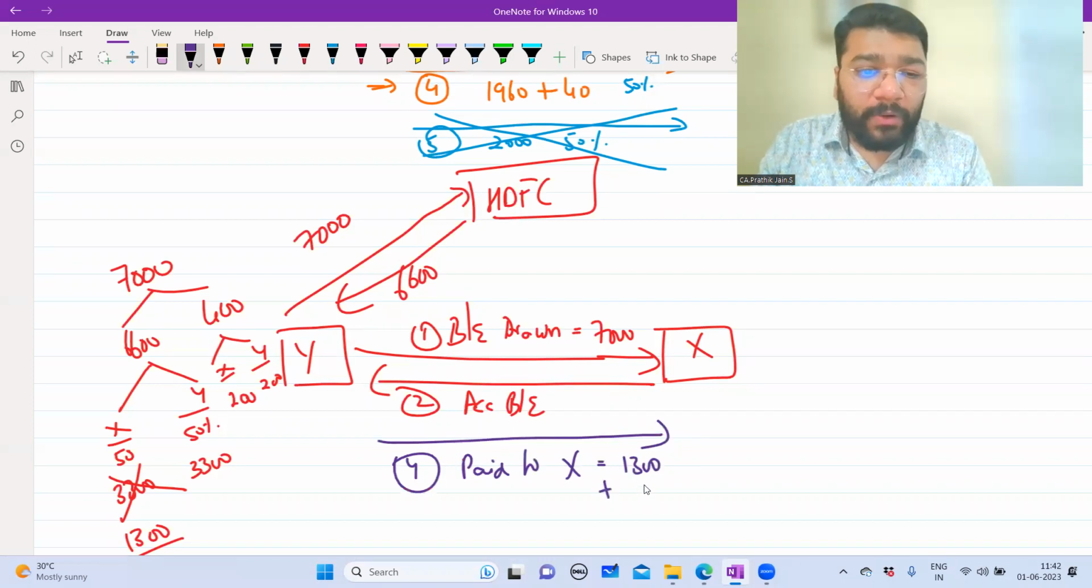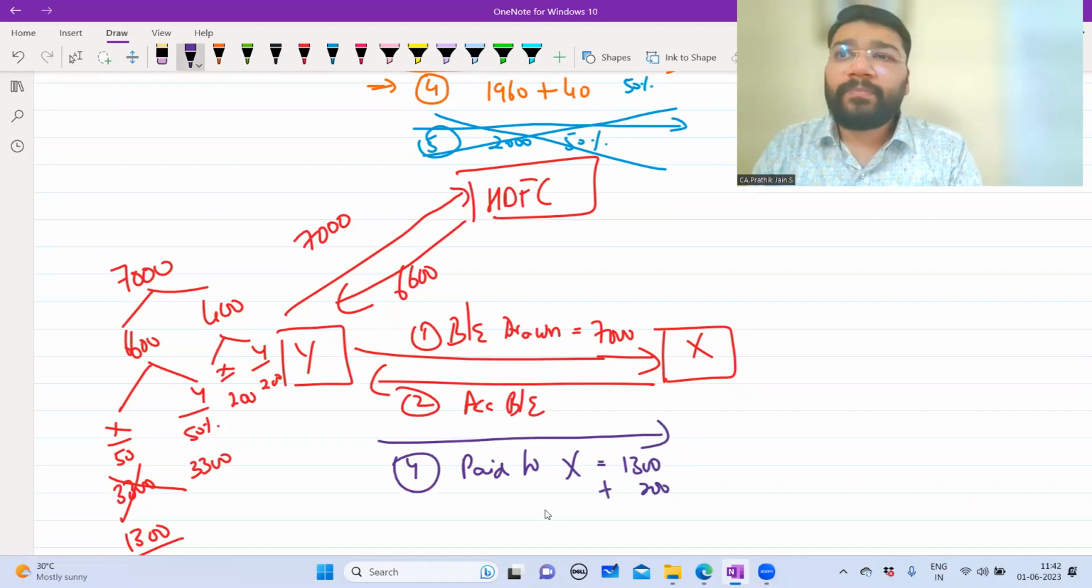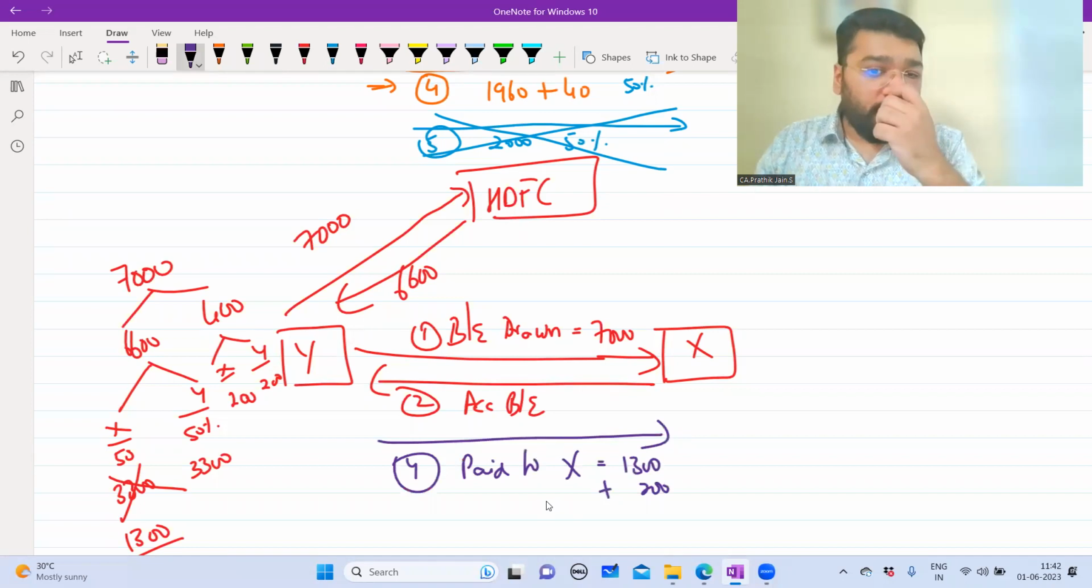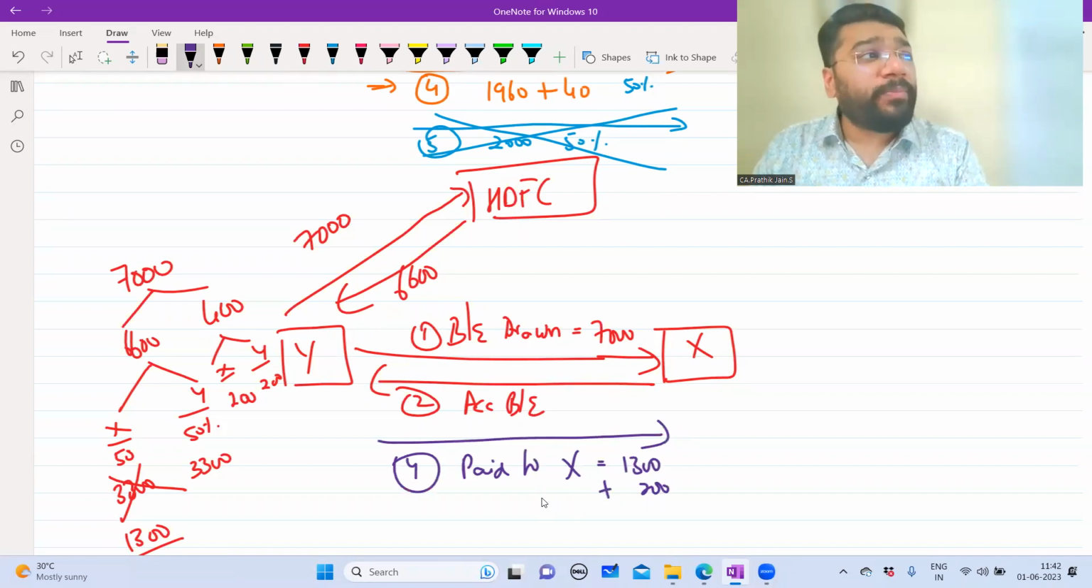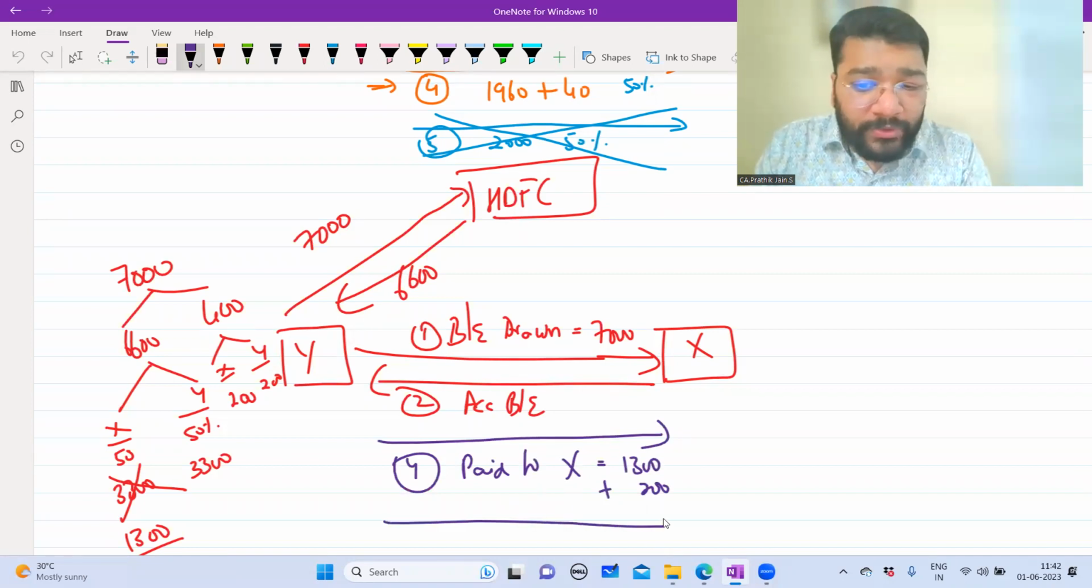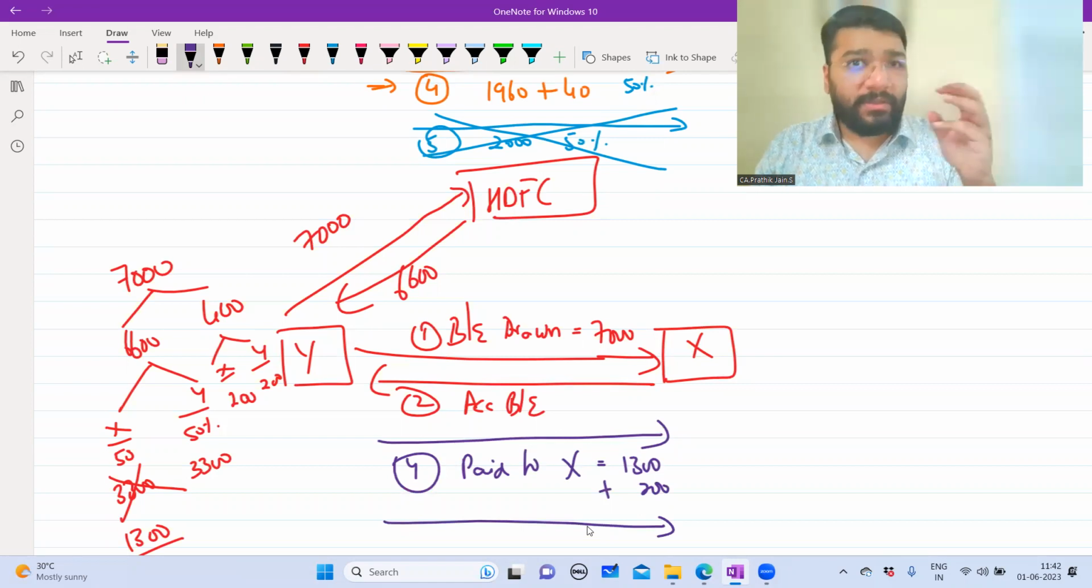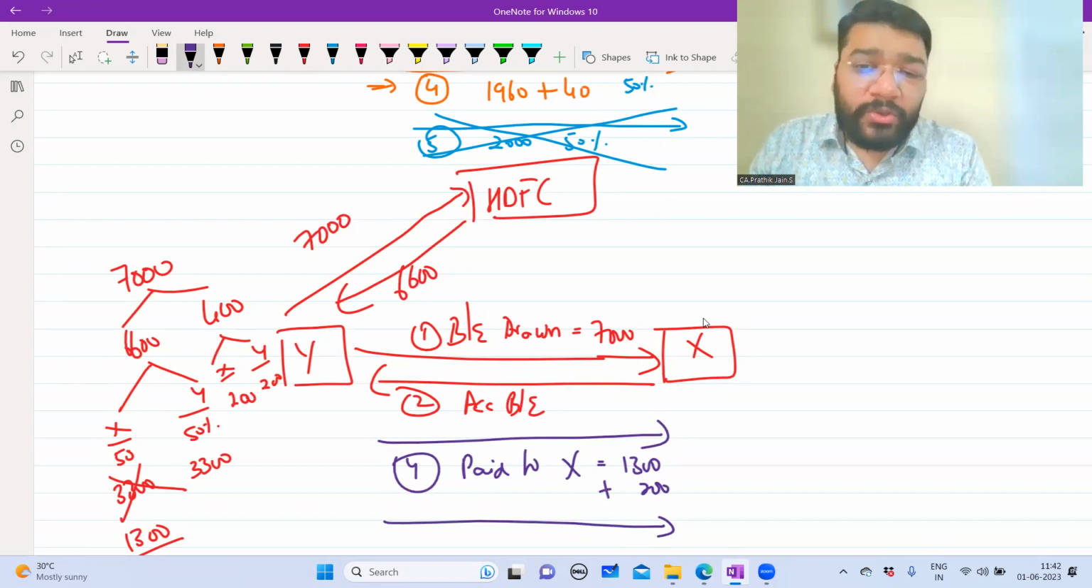1,300 plus discounting charges of 200. Okay. Yes or no? On the due date, what is Y supposed to do? On the due date, Y is supposed to make the payment, some amount of payment to X, so that in return X can make the payment to the banker.